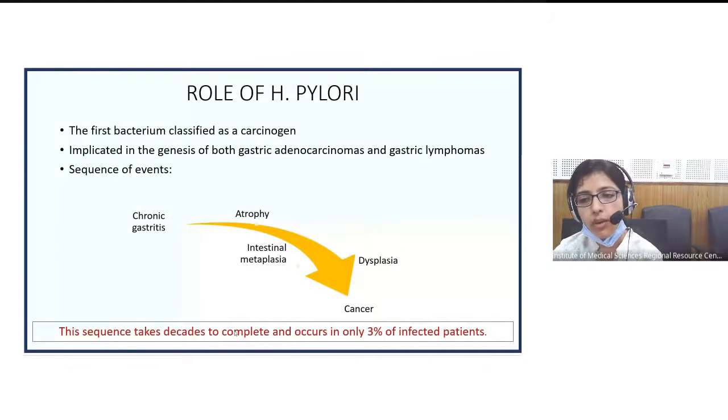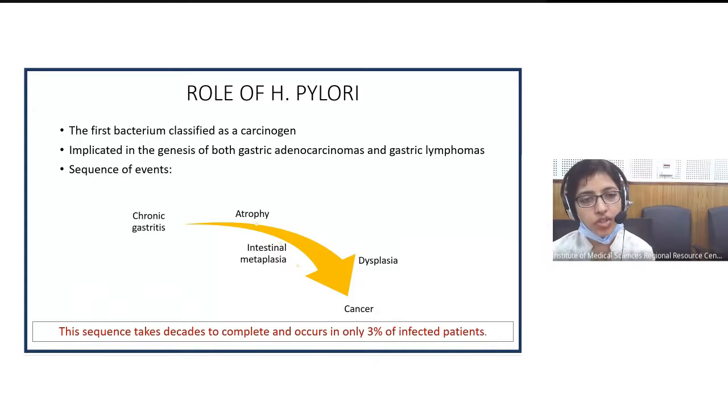Okay. Now we come to a very important part: what is the role of H. pylori in gastric carcinogenesis? H. pylori is the first bacterium that was classified as a carcinogen, and it has been implicated in the genesis of not only gastric adenocarcinomas, but also gastric lymphomas. And what is the sequence of events that ultimately terminates in the development of cancer in patients infected with Helicobacter pylori? It is the persistent chronic inflammation, which provides a very fertile milieu for dysplasia to take place.